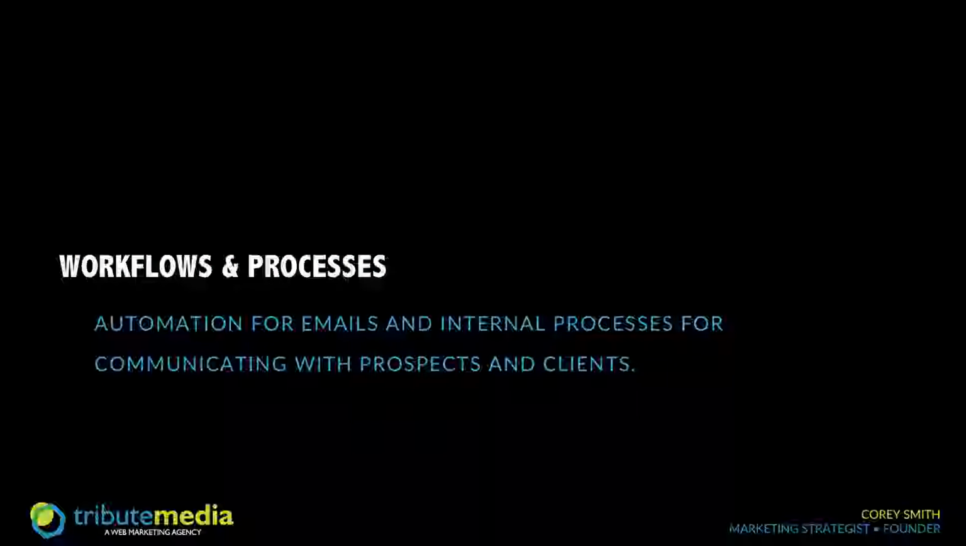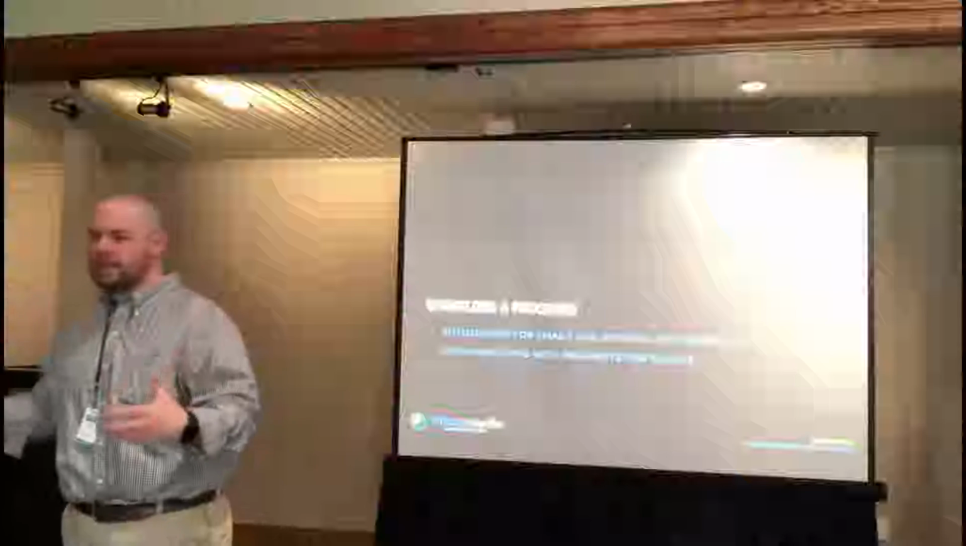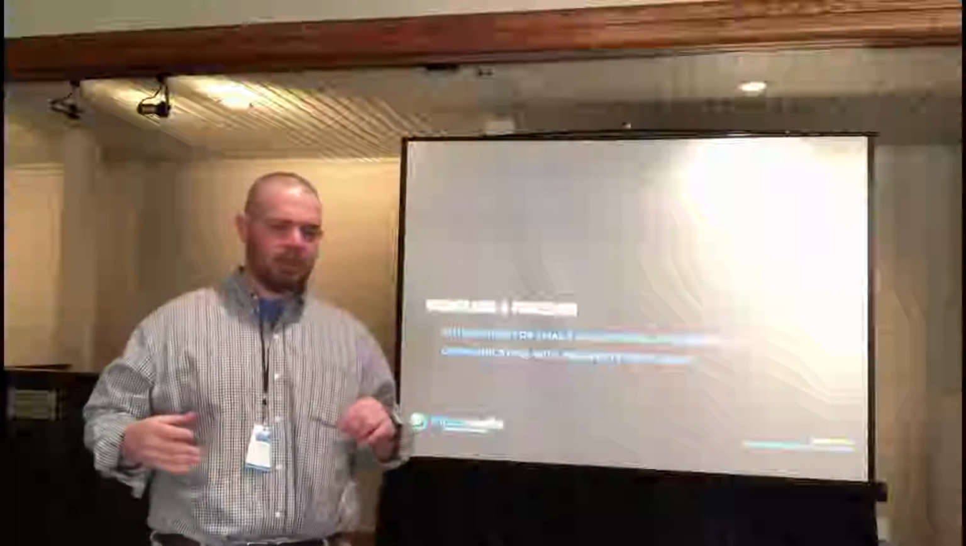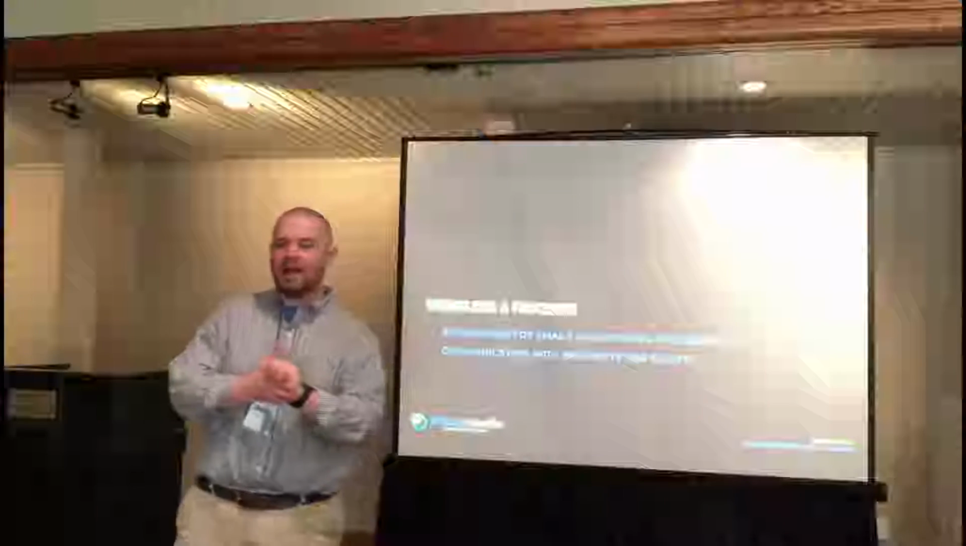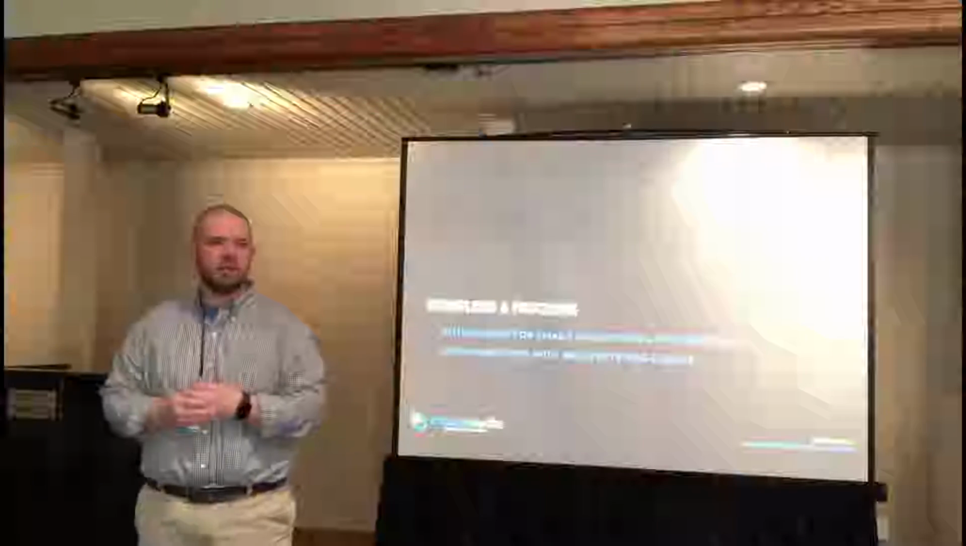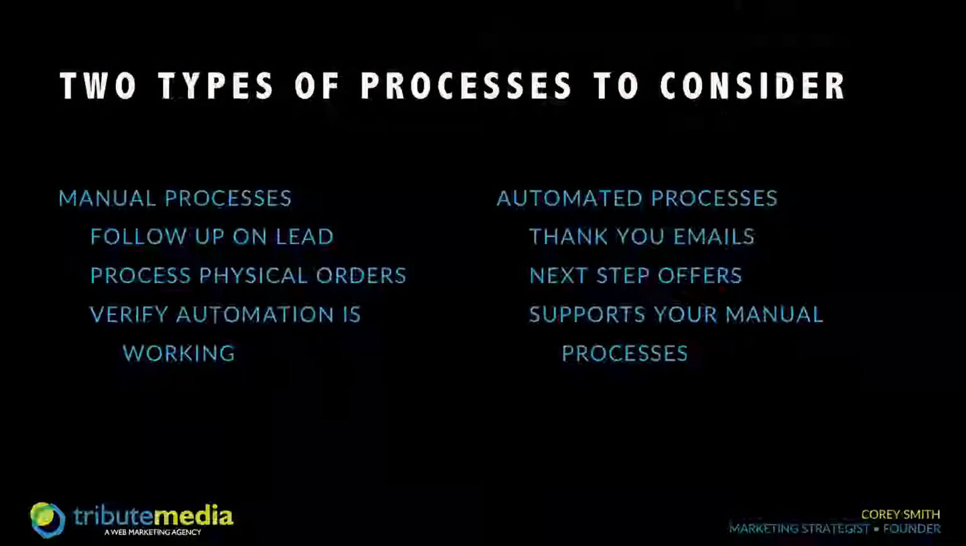Now, when we think about automation, we're going to think about workflows and processes. Remember, it's repetitive tasks, things that we do on a routine and regular basis. And automation for emails and internal processes allows us to communicate more effectively with our audience, with people that we want to talk to. So there are two different types of processes that we can consider. Now on the left side here, we've got these manual processes. There are certain things that we cannot automate. We cannot automate a human calling a human.